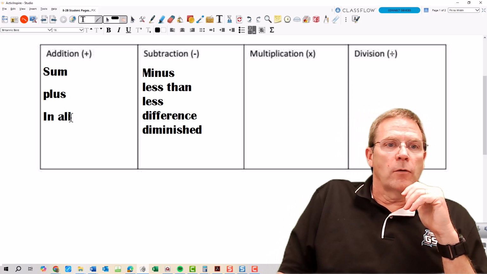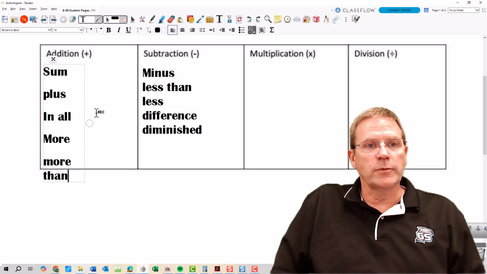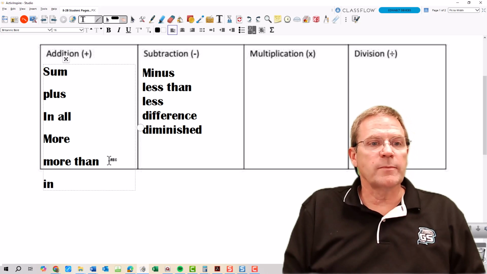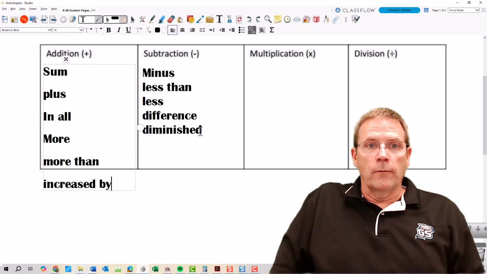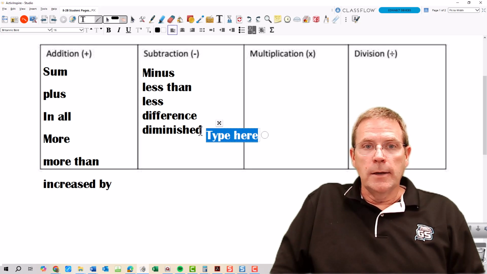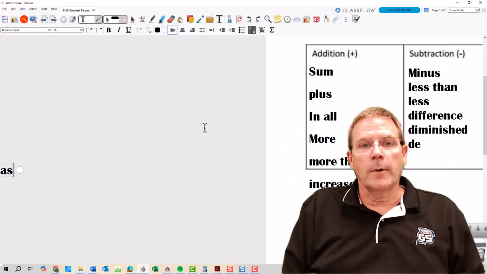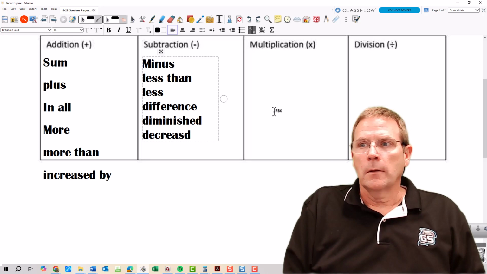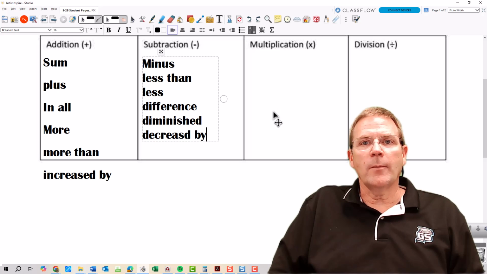That takes me back over to the other ones here, where we could also add more or more than as another option for those. And we could also add increase by. There'd be another good one. Now, over here we could add decrease by. So that gives you some examples for those.